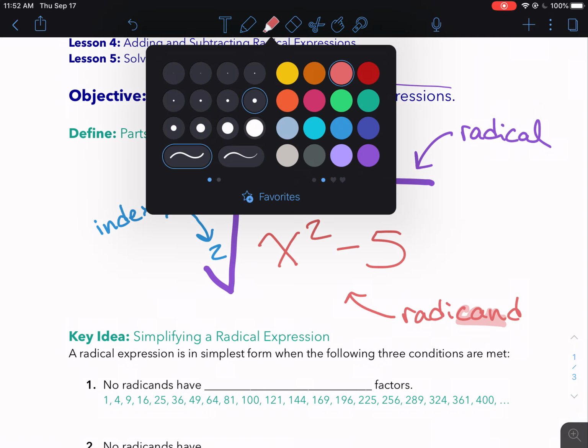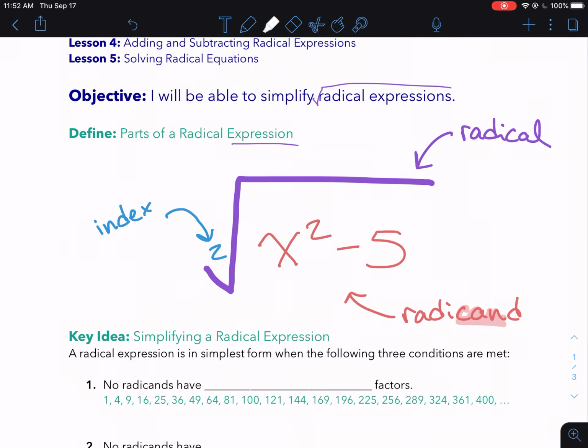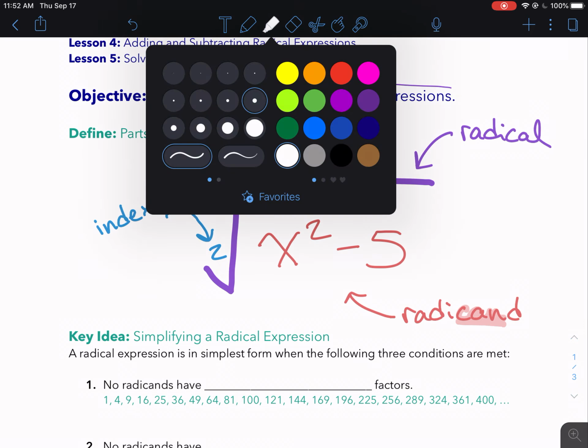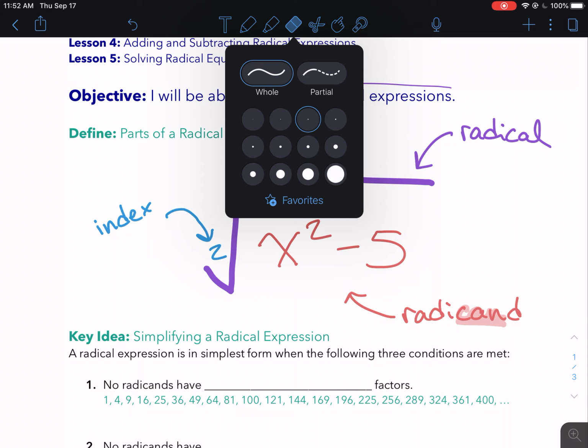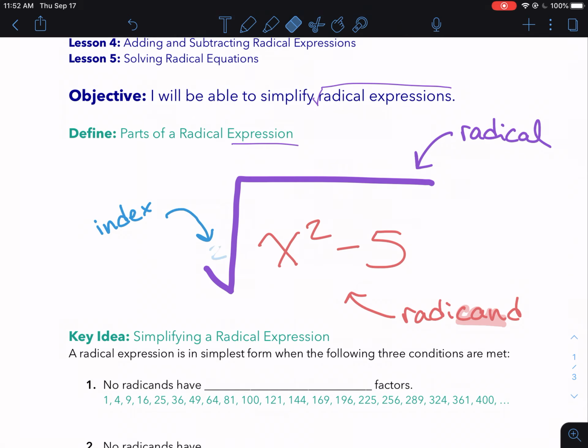In fact, you don't even need a 2 there. If it were to disappear altogether, then it's an implied 2. So there you go.